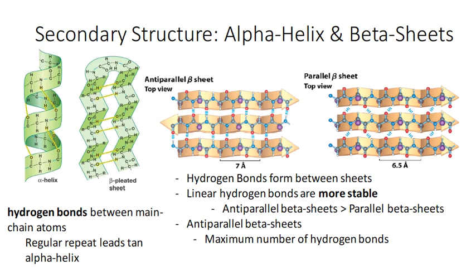Looking at the right side of your slide, you see two different beta sheets, parallel and antiparallel. Because linear hydrogen bonds have the greatest stability, antiparallel beta sheets are more stable than parallel beta sheets. They have the maximum number of hydrogen bonds, and therefore, the maximum number of water molecules are released. Remember that for each hydrogen bond, one molecule of water will be released.